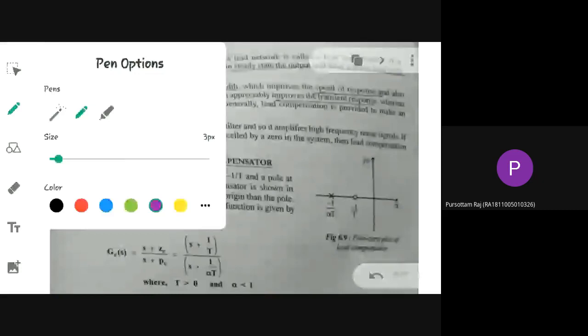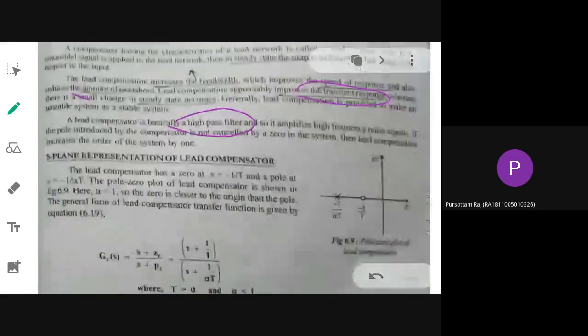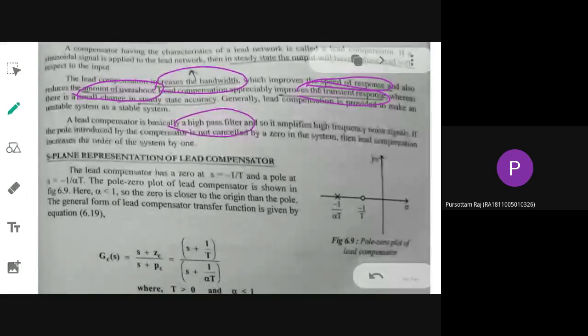And what are the other characteristics? It will be improving transient performance or steady state performance. Which will it improve? Lag compensator improves steady state. So lead compensator will be improving transient response. Okay. So saying transient response, it will be reducing the overshoot, it will be increasing the speed of response, it will be increasing the bandwidth, and so on. So these are the various features of a lead compensator.